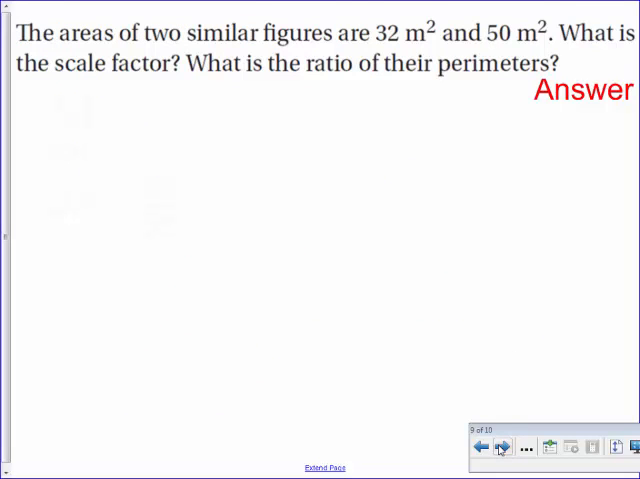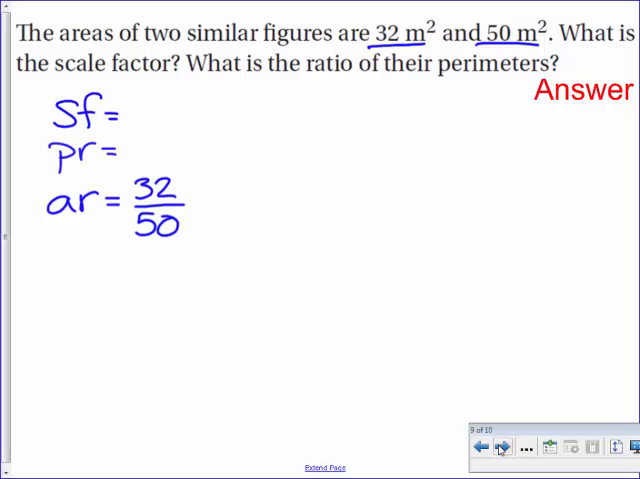All right, last problem gives us the areas of 2 similar figures. It doesn't tell us what type, but they actually give us the areas, so they're starting with the area ratio. Okay, so they give us that the area ratio is 32 over 50. It wants to know what is the scale factor and what is the ratio of the perimeters. So when you look at these 2 numbers, hopefully you see that they're not perfect squares. So let's go ahead and simplify 32 over 50 into a fraction, and you get 16 over 25.